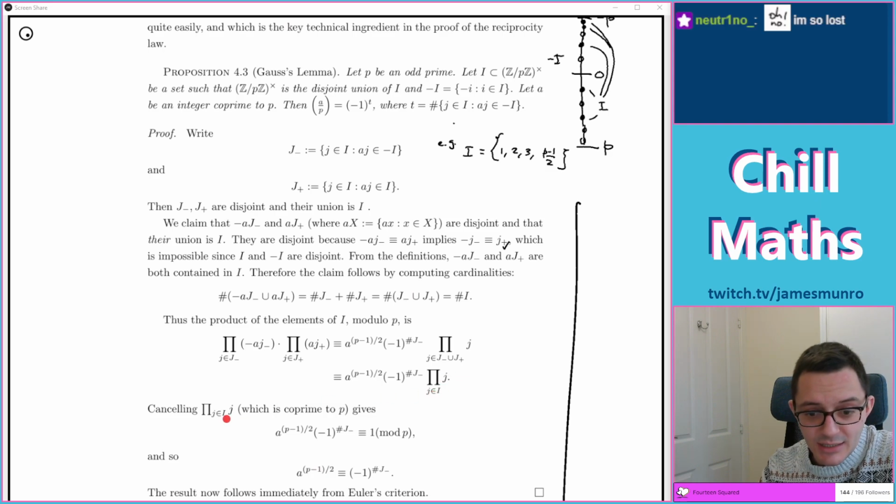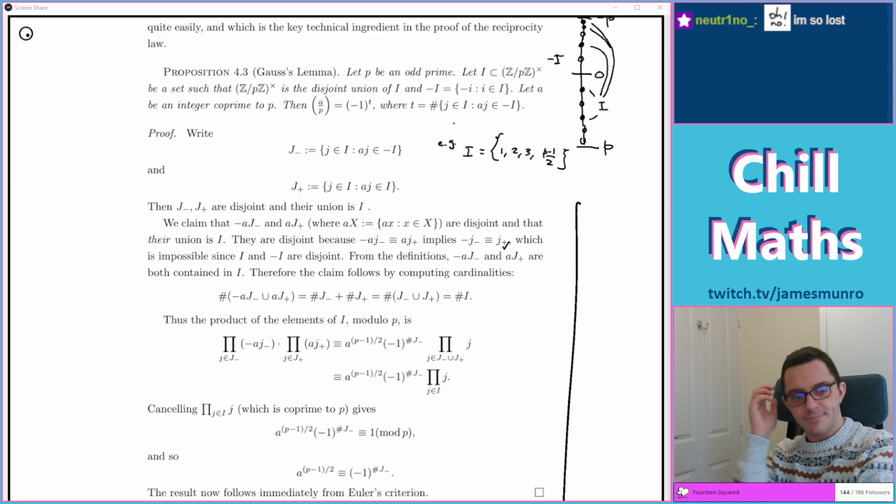Product of everything. Cancelling that, which is co-prime to p. What? Is it on both sides? No, what? Where did it go? J and I of j. I'm really lost as well. I don't know what's going on.